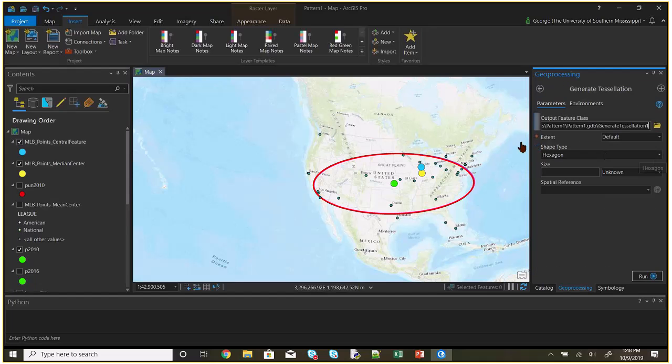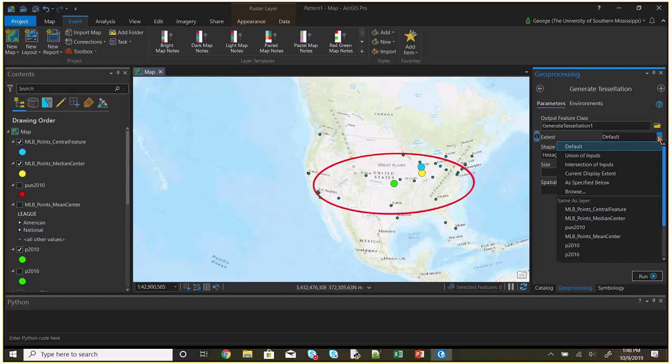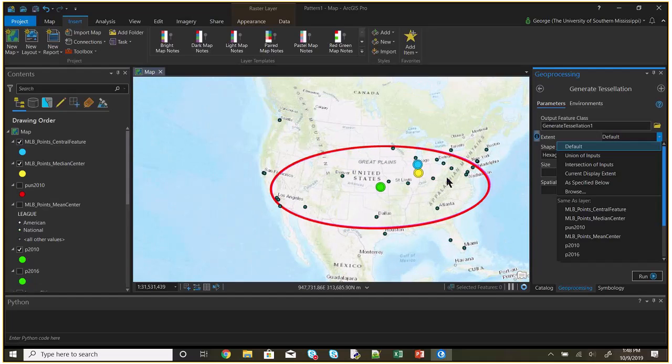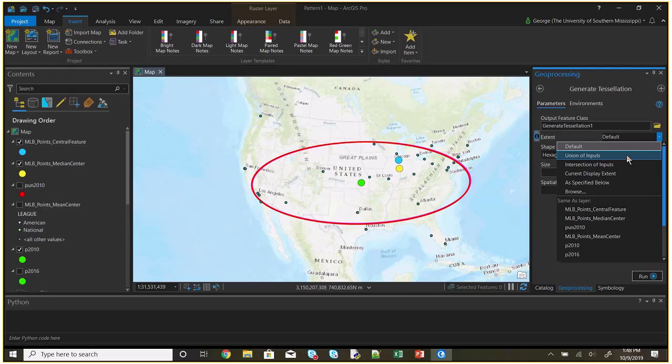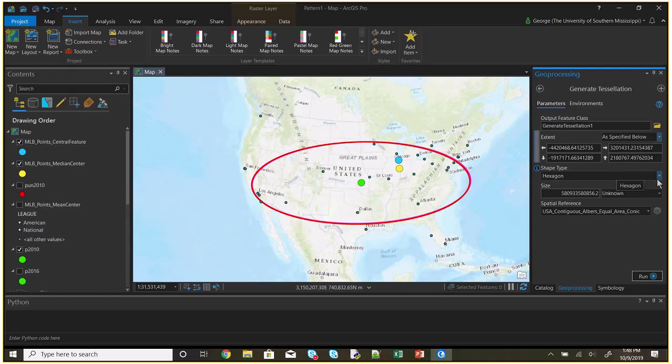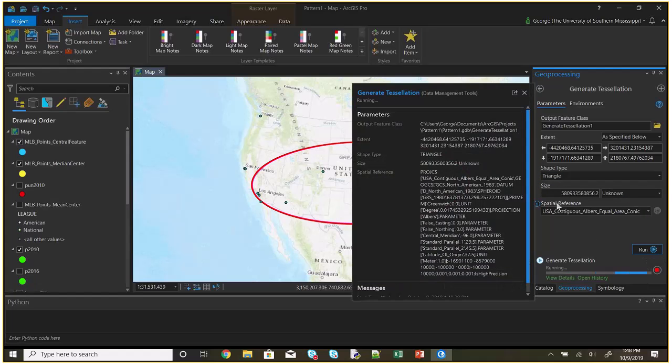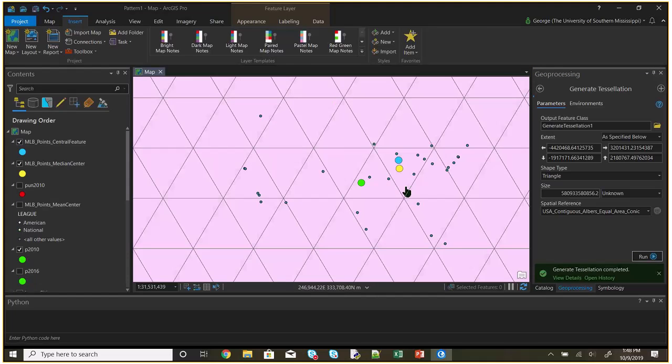So if you want to create quadrants, going back to what we were talking about, generate tessellation. We can generate all sorts of different tessellations. We did hexagons already. I'm going to say current display extent, and we could choose triangles because you were asking about triangles. Run this. And now I have a tessellation of triangles. See that? I could use these as quadrants and find out the density of tornadoes in those quadrants.